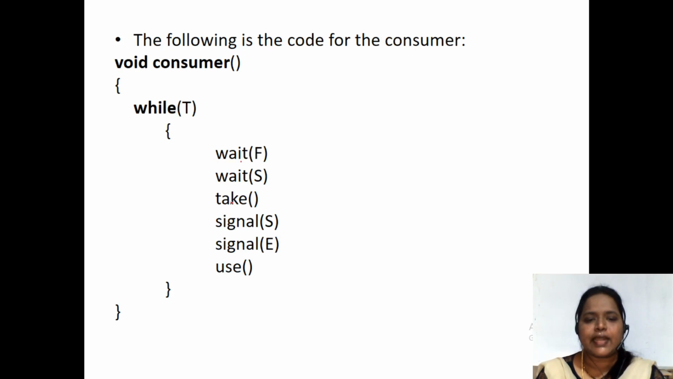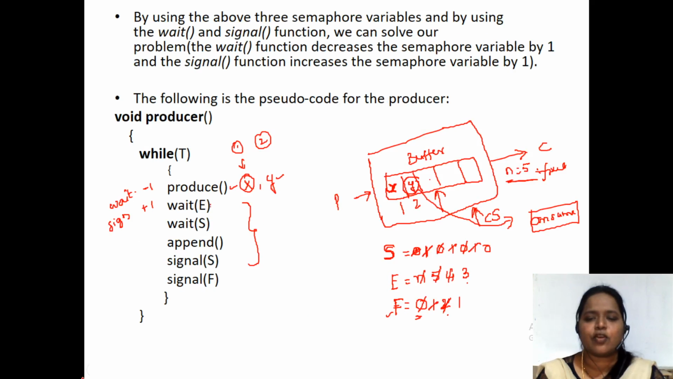Next is take, in the sense consume an item, that one item will be consumed. And signal(S) and signal(E). Signal(S), we are going to make it 1. Signal(E), we are going to make it 0. See here, now if you are taking one item, we are having 4 empty slots. Fine. And full slot is only 1 we are having.